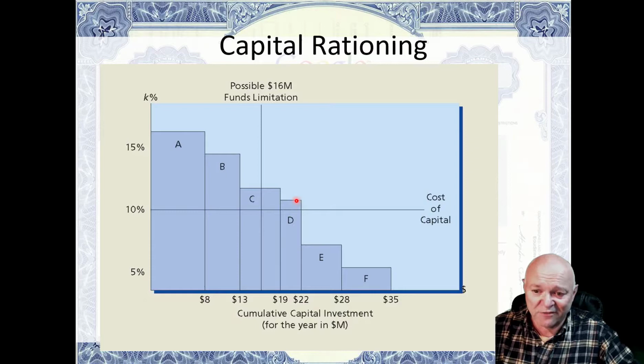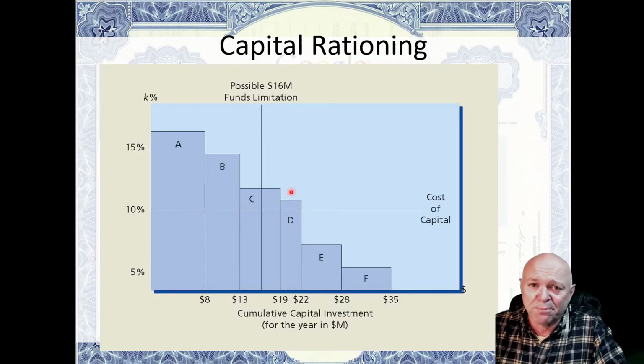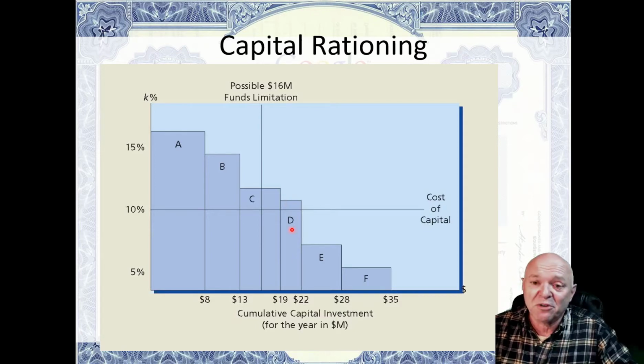D is going to give us a lower rate of return, maybe only about 11%. Not nearly as good a project as C, but it's a bit smaller. It's only going to cost about 3 million. So we can do A, B, and D. They're all going to be positive NPV projects. They'll fit within our 16 million. 8 plus another 5 plus another 3 gives us exactly 16 million. So we do A, B, and D, but we wouldn't do C.